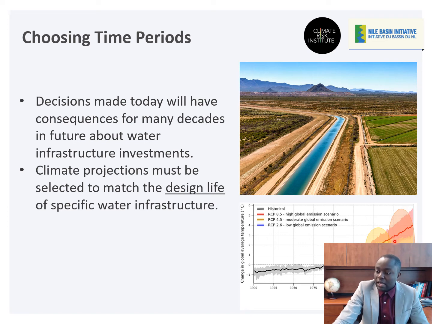If you are looking at a design life of 50 years for this irrigation canal, you should not in any way extract climate projections for the 2030s. That would be wrong. You should be focusing on the 2080s.